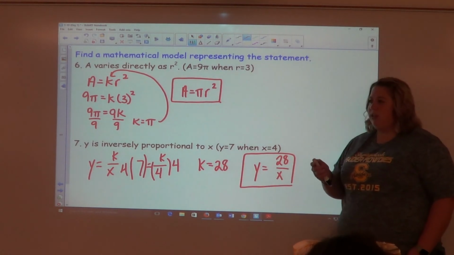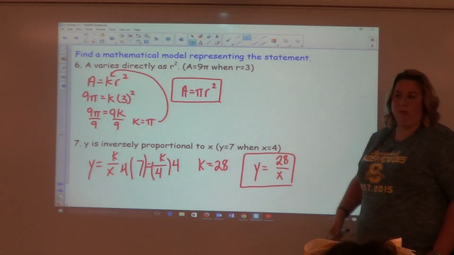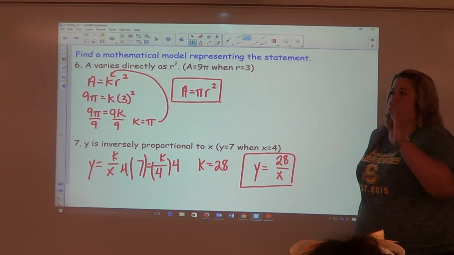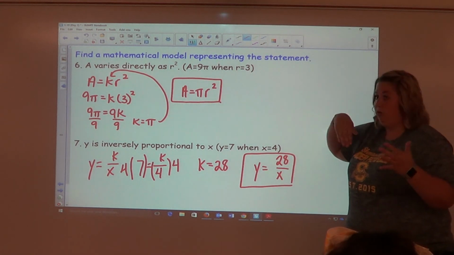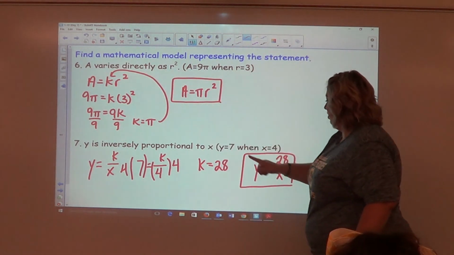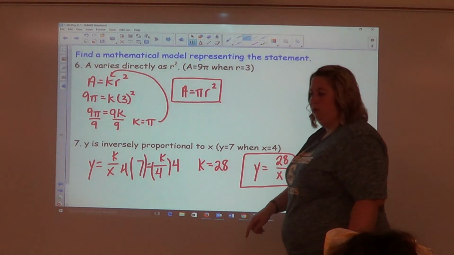Okay, your homework for this, the page 112, goes in the same order that I did your notes. You go do the mathematical model, go do the verbal description, then you're actually going to do the mathematical model, but this time you're going to find what k is. Okay?